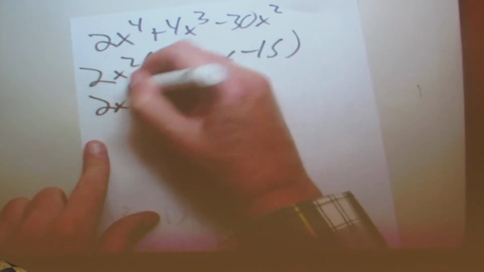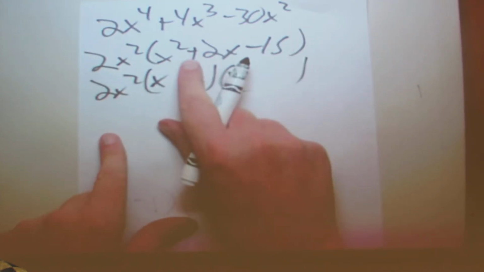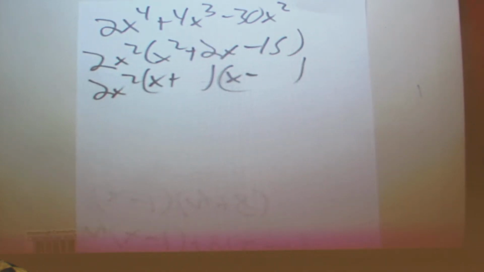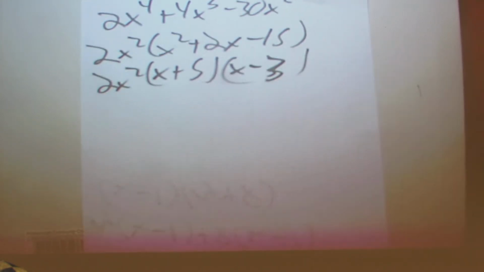We keep the 2x squared. We have an x and an x. We're going to have one positive, one negative. The bigger number will be positive. And our two factors of 15 that subtract to get to 2 are 5 and 3. So we're going to have 2x squared times x plus 5 times x minus 3.